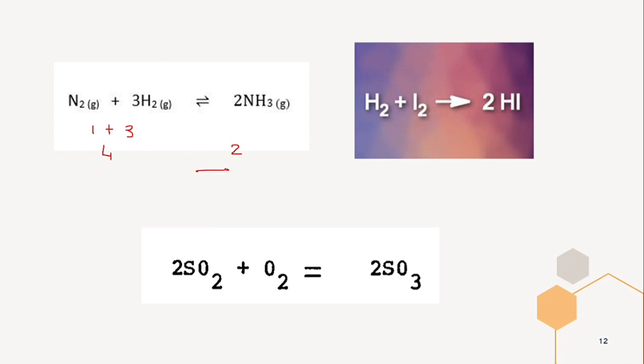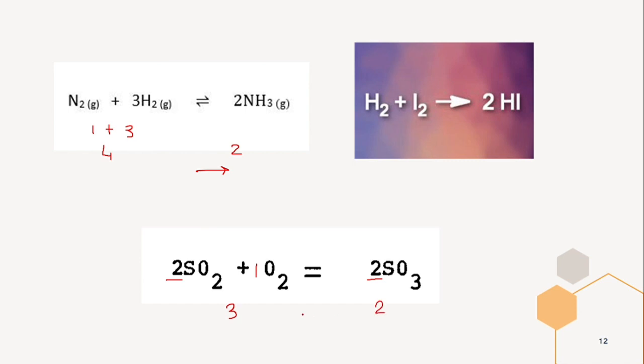Here if we consider the other reaction, that is sulfur dioxide plus oxygen giving us sulfur trioxide. Here also it is same. There are 2 moles of sulfur dioxide and 1 mole of oxygen. So in total we are having 2 plus 1, 3 moles of reactants, and on the product side, on sulfur trioxide, we are having 2 moles of sulfur trioxide. Now if we compare, 2 is less than 3 moles of the reactants.